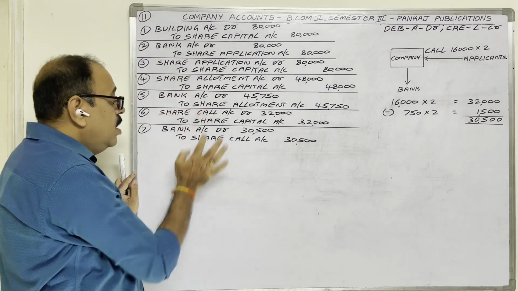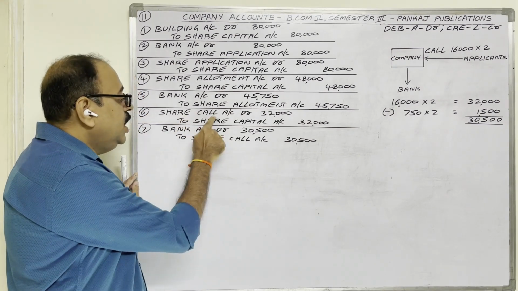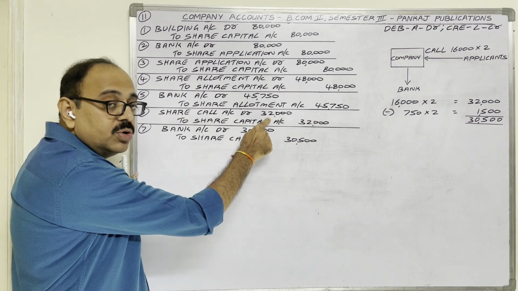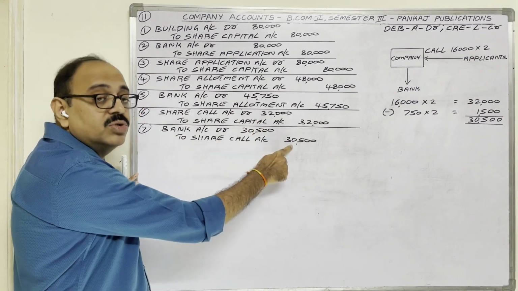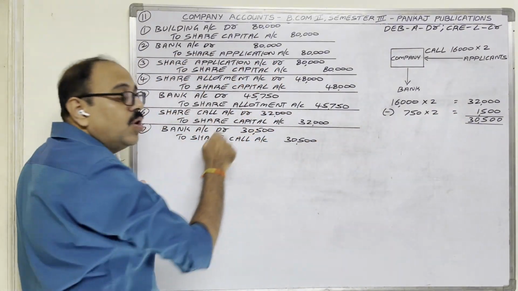Here also observe one point. Like allotment, share call account is also not yet closed because share call account is debited with 32,000 but credited with 30,500. So there is a debit balance of 1,500 rupees in share call account.